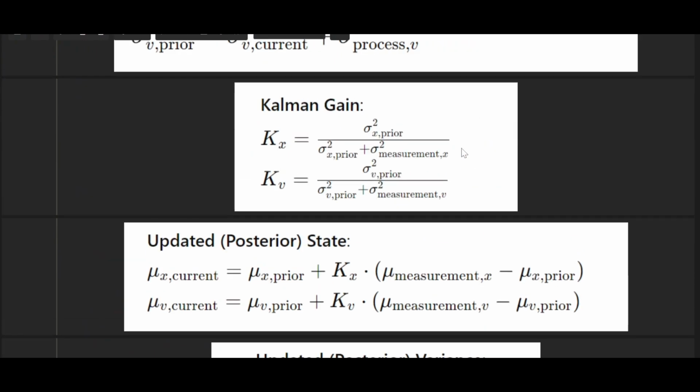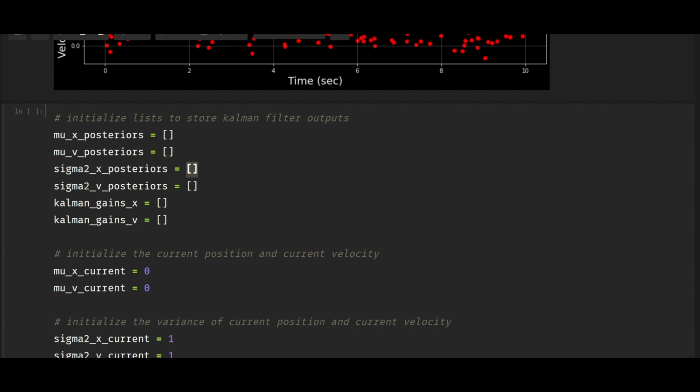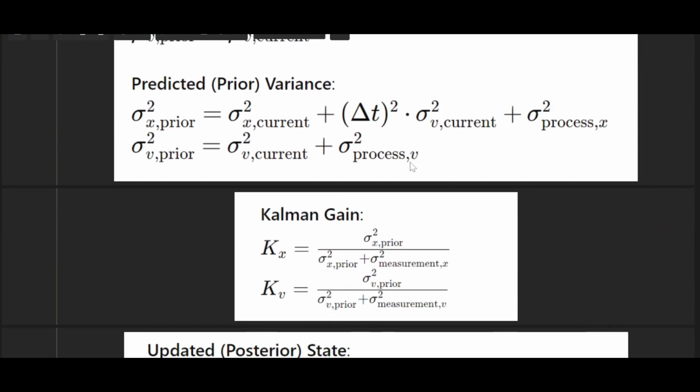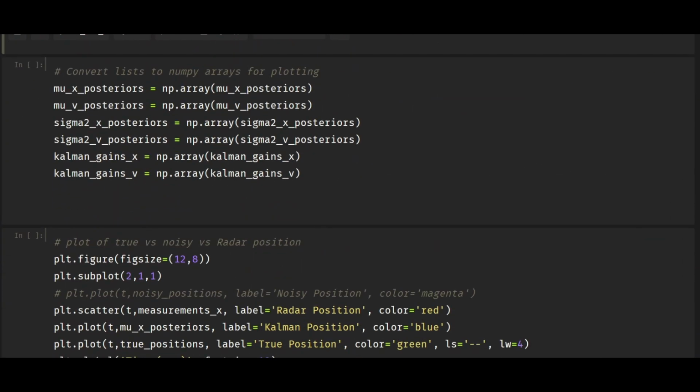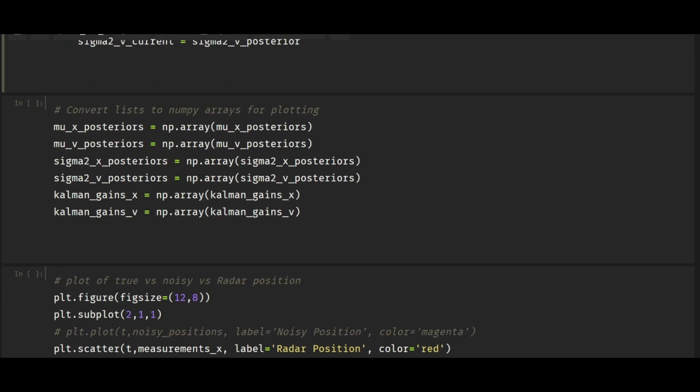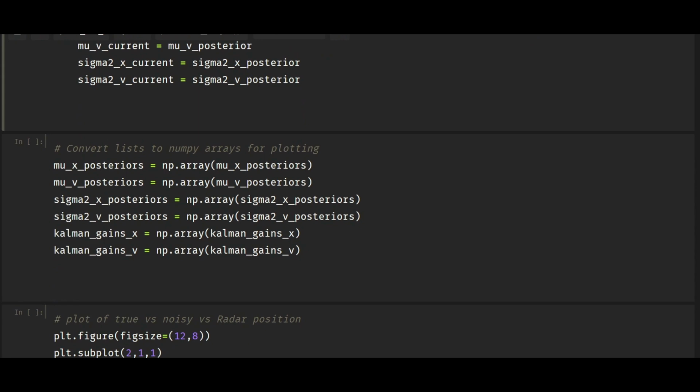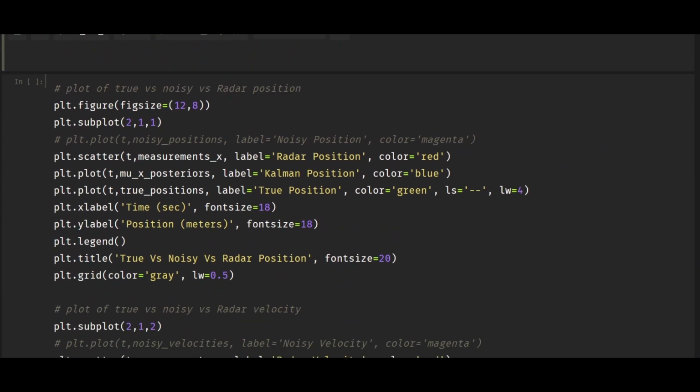Okay, I have to run this code first, and then run this part. And lastly, I am just converting all these lists into arrays for the plotting purposes. So this is just a little bit of housekeeping. And then I'm going to generate various plots. So this is the first plot.